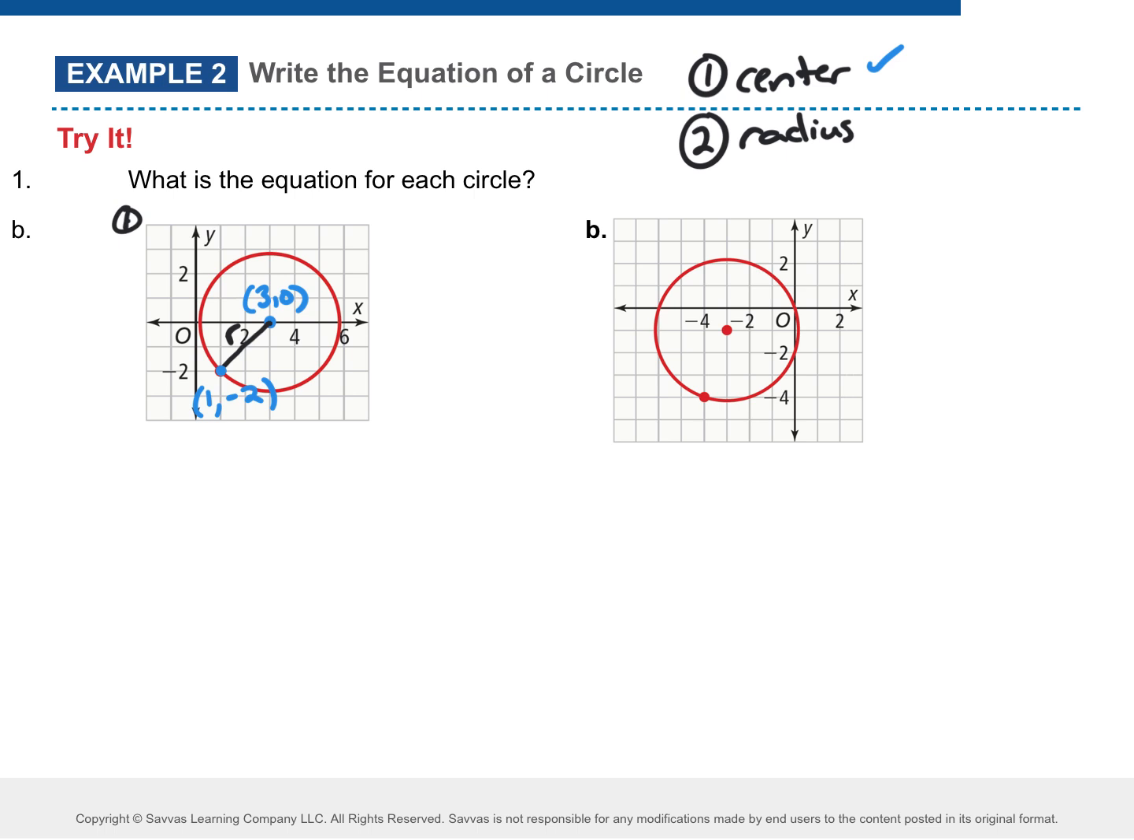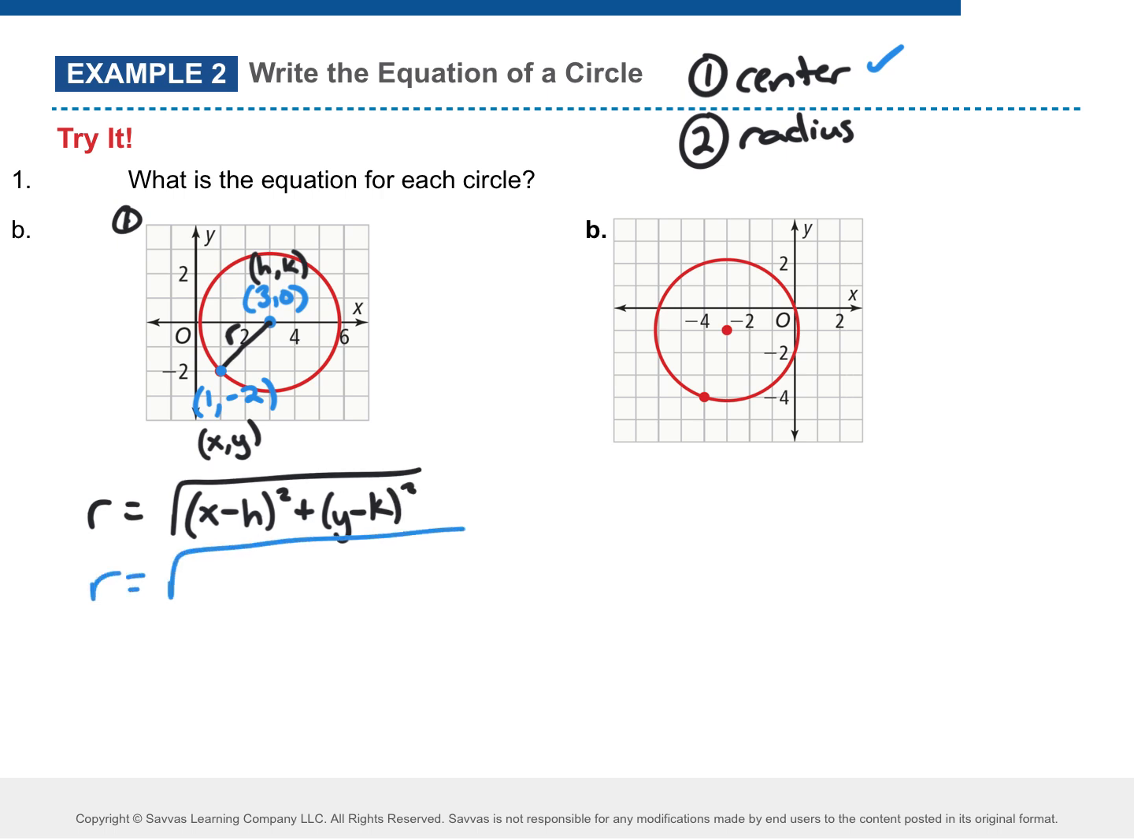Center is always in the form of h, k. Coordinates are in the form of x, y. How are we going to find the length of r? Distance formula, right? Yeah. We're going to use the distance formula. So if I rewrite that here, we have the square root of x minus h squared plus y minus k squared. So let's plug in these values together. What's x? 1 minus 3 squared plus y is -2 minus 0 squared.